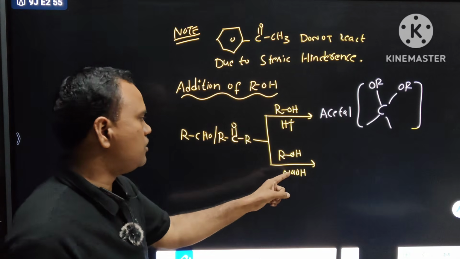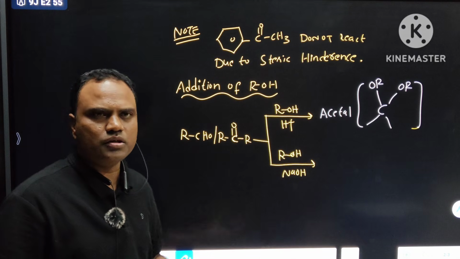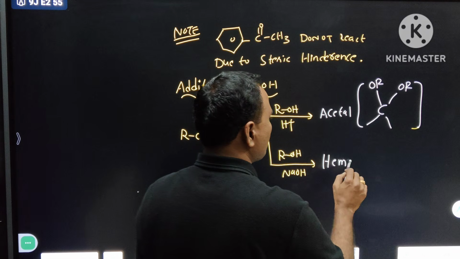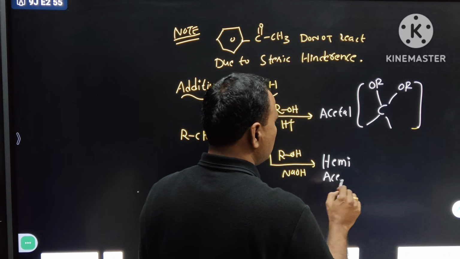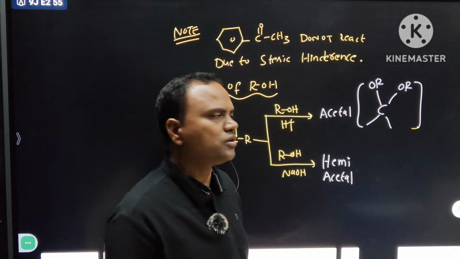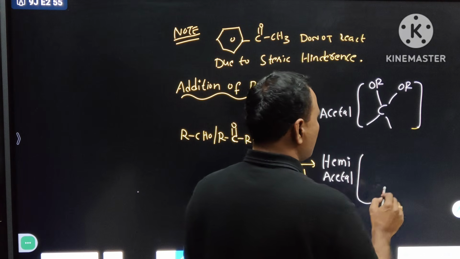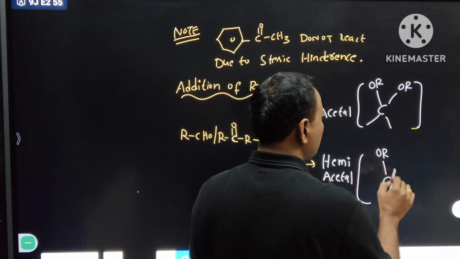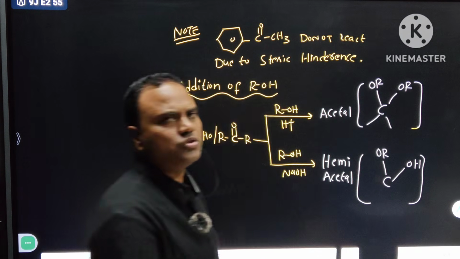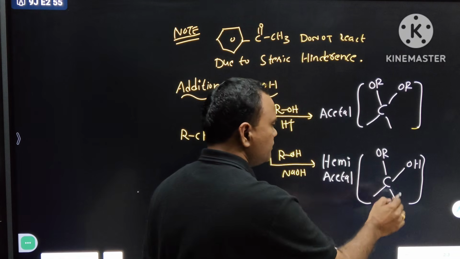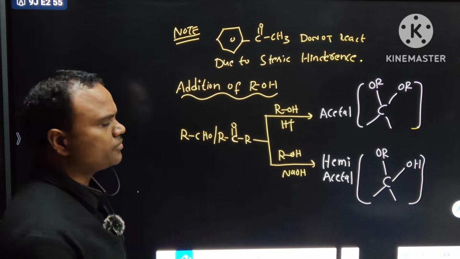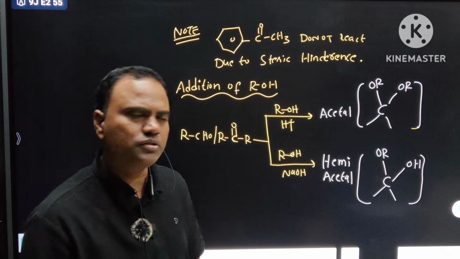Next, when alcohol reacts with the aldehyde or ketone in the presence of base, we get hemiacetal. What are hemiacetals? Hemiacetals are the compounds in which one carbon is connected to OR and OH, an alkoxy group and an alcohol group. Okay. Right, this is general information. Now let us see one example. Clear? Right.